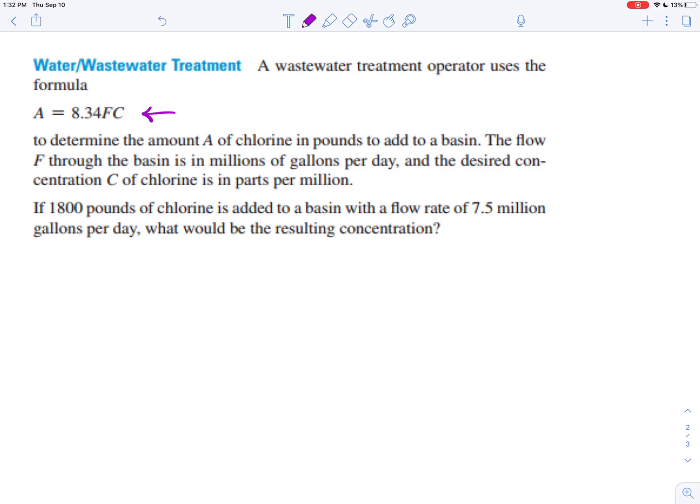So the first thing I want to do is make sure I understand what every variable represents to make sure I plug things in the right spot. We saw this in 7.1 as well. A is the amount of chlorine in pounds. F is the flow through the basin in millions of gallons per day. And C is the desired concentration of chlorine in parts per million. All right, so let's write down our formula here, and look at what values we know and can plug into that formula.